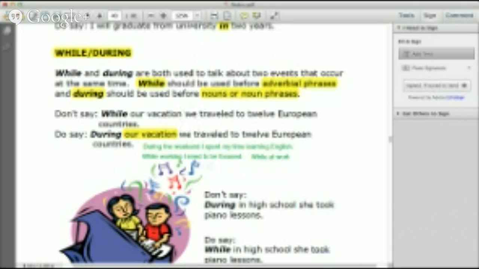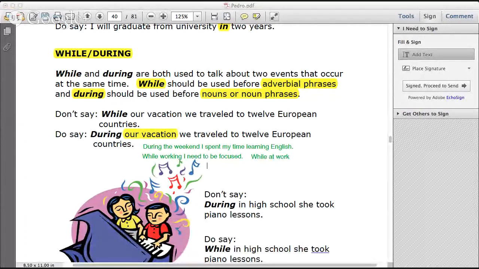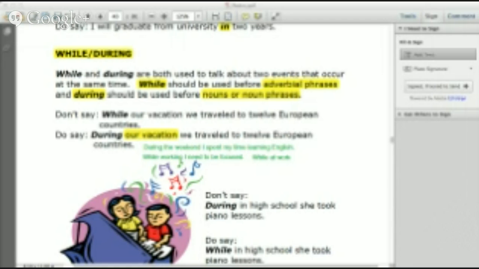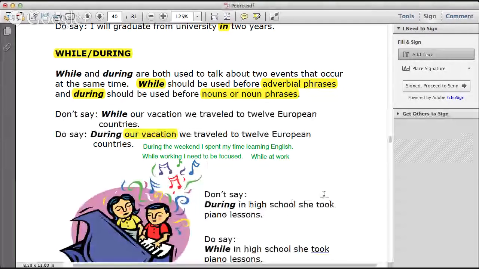Let's see here, Ricardo. Let's have you create a sentence with during, please. During lunchtime, I like to learn English. So during lunchtime, I like to learn English. Great, good sentence. How about Javier? Give me a sentence with while, please.